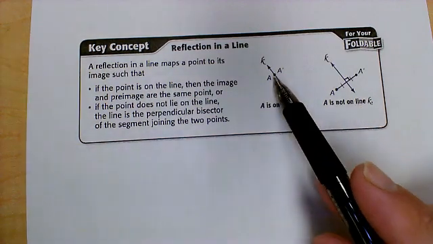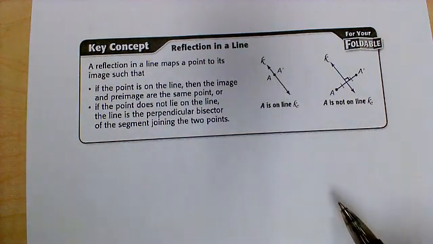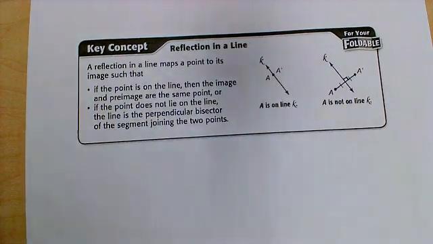Now, less common is when the point is actually lying on the line of reflection. It will not move at all, so it's just going to stay put, such as in this case.